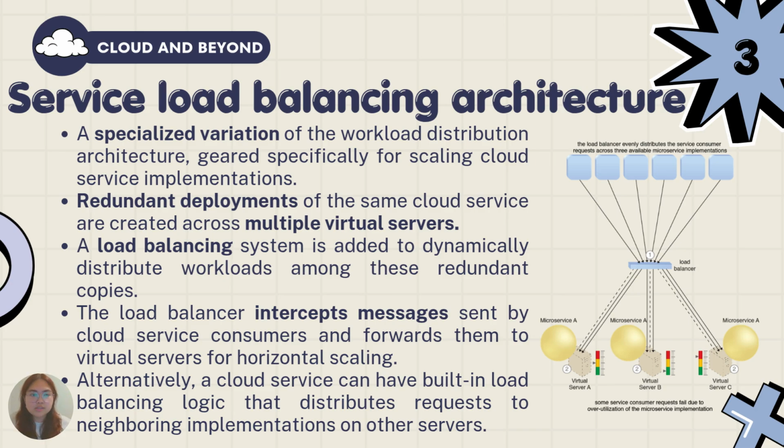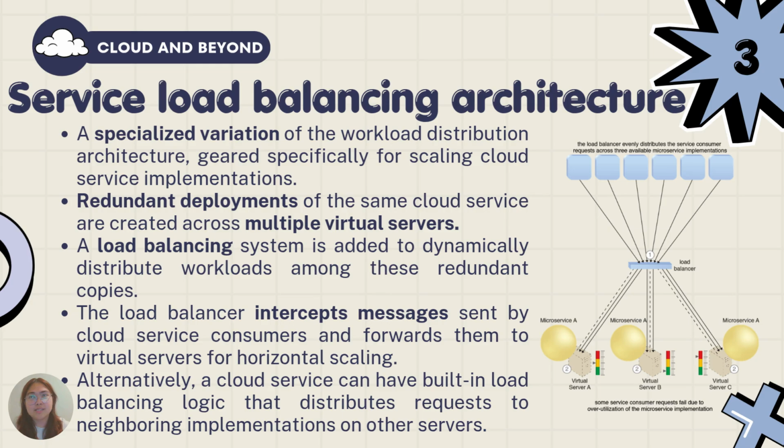Now we go to service load balancing architecture. It is the most commonly used pattern in real-world cloud systems. The core idea is that you deploy multiple identical copies of the same cloud service across different virtual servers. A load balancer sits in front, intercepts incoming requests, and distributes them across those copies so no single server bears the full workload. This is a lot of information to take in, but I will give you an analogy that will further simplify what service load balancing architecture really means.